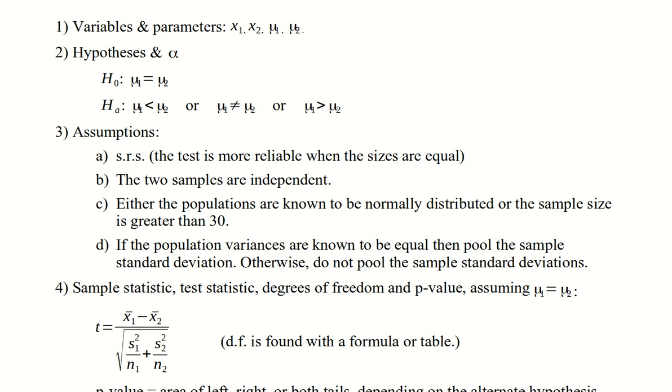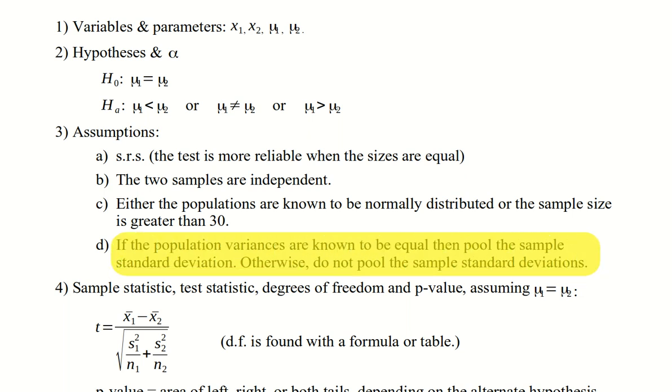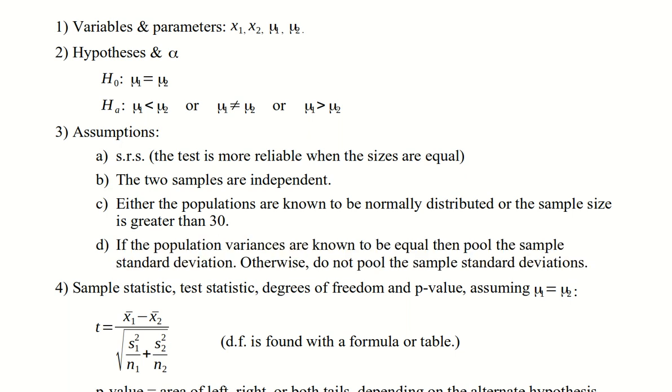So pooling becomes an issue. If the population variances are known to be equal, then we can pool the sample standard deviations. Otherwise, we do not pool the sample standard deviations. And if you're looking at that thinking to yourself, how often are we going to know the population variances, let alone the fact that they're equal? You're right, that does not happen very often. So more often than not, in this last assumption that we're making, we're going to not pool. So in our calculator, we're going to say, no, don't pool.